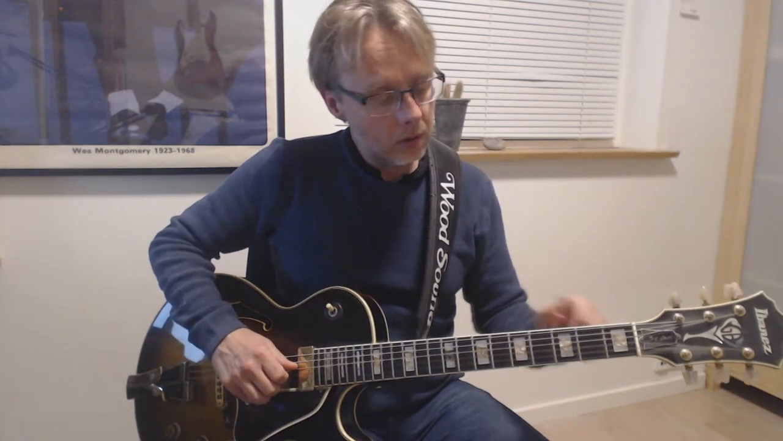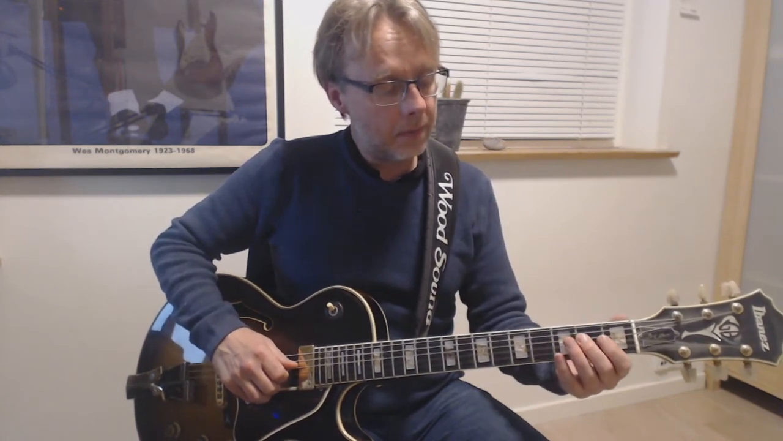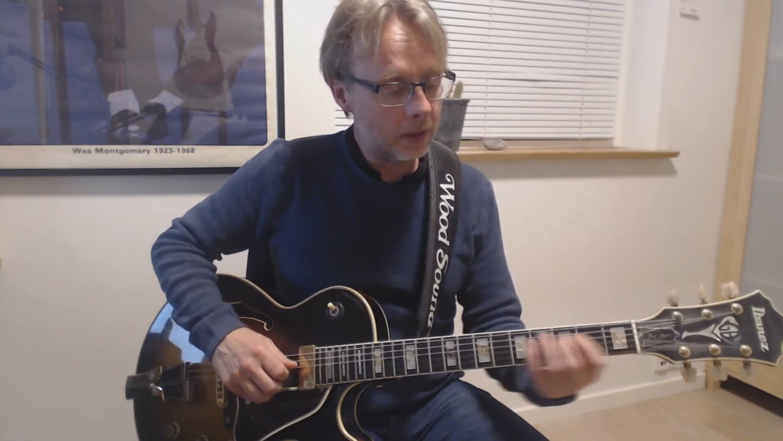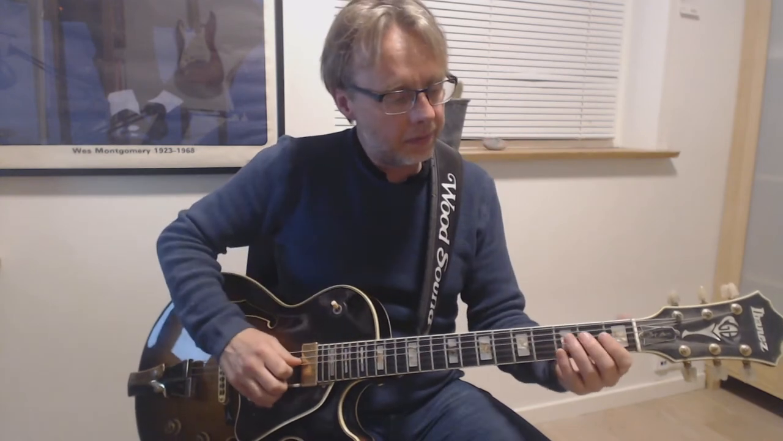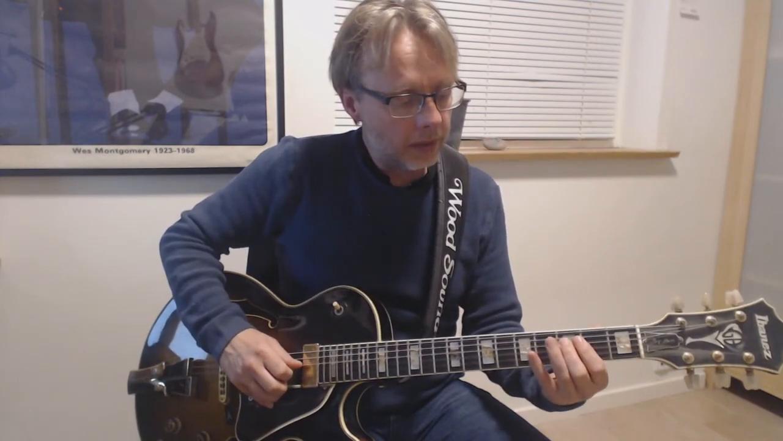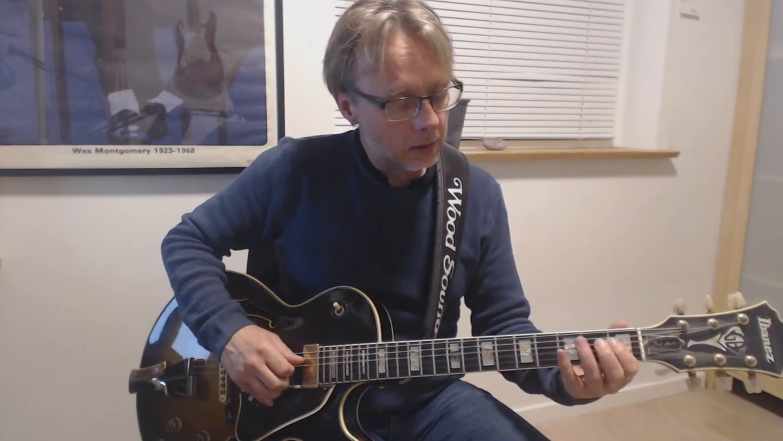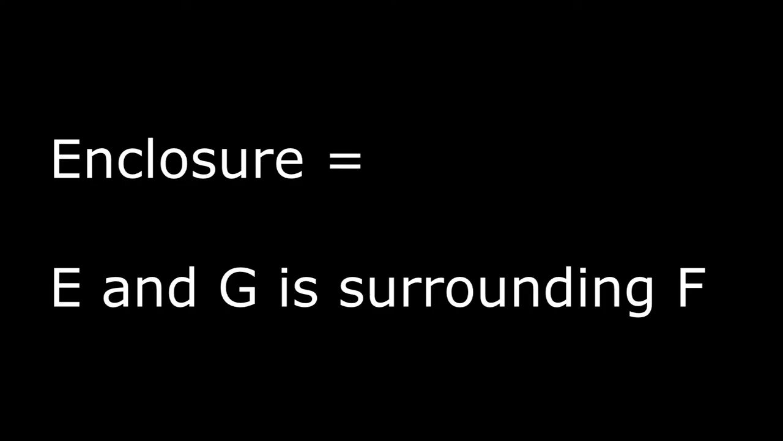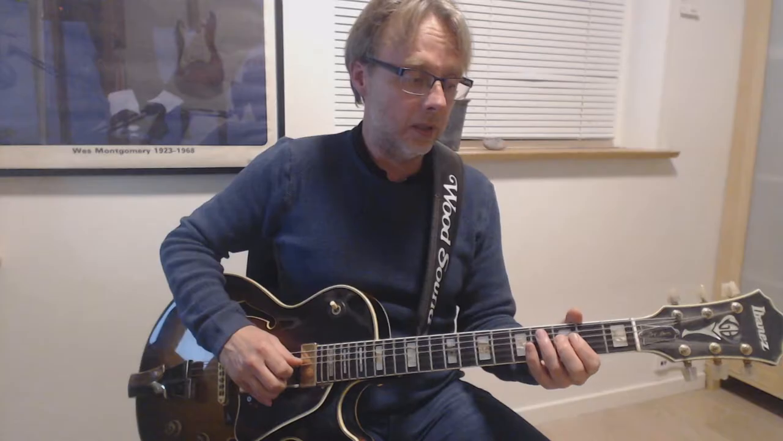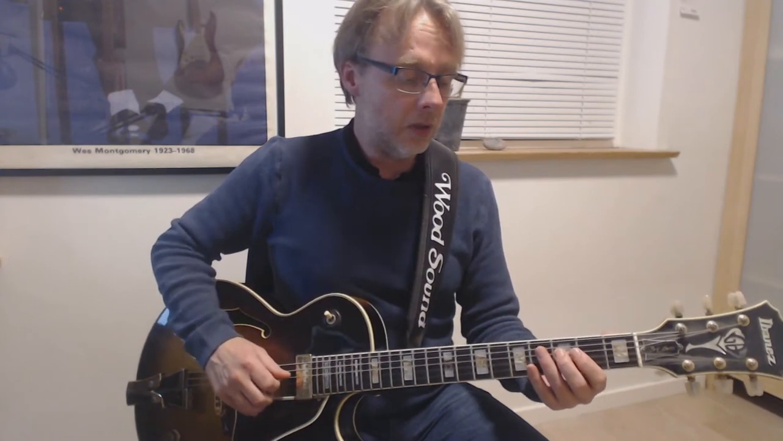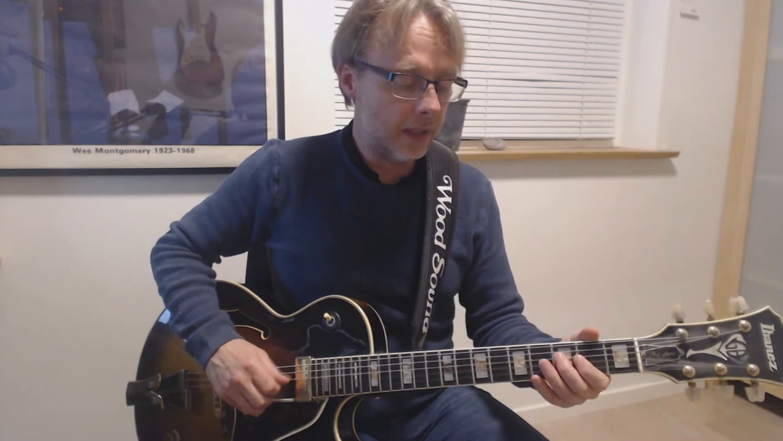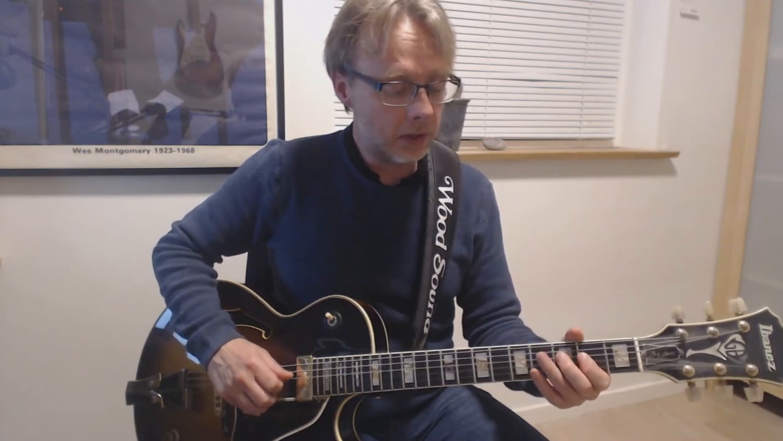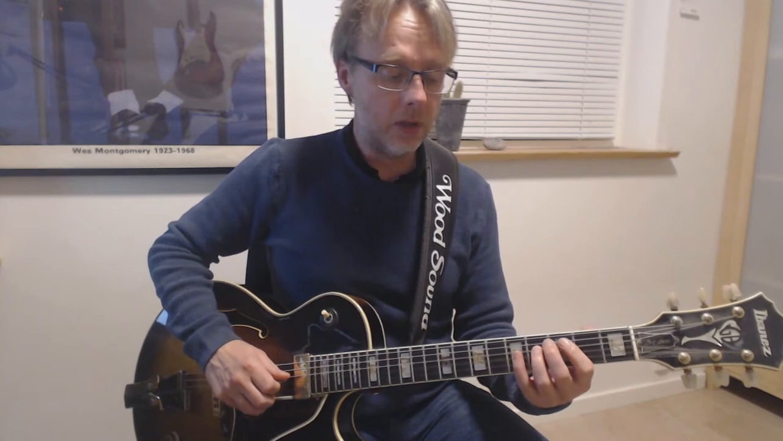we go to F. But now we make an enclosure. We are surrounding the F, so we use E and G to get down to F, so that's an enclosure. And then we continue from F up to G, so we have scale tone, scale tone, scale tone, approach note, and then up to G.